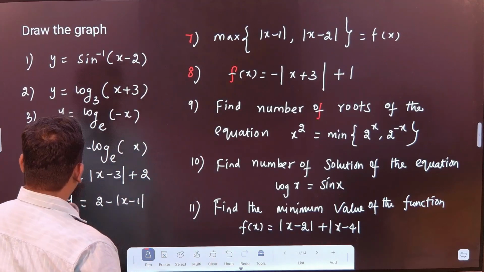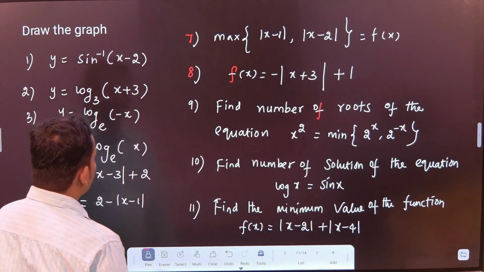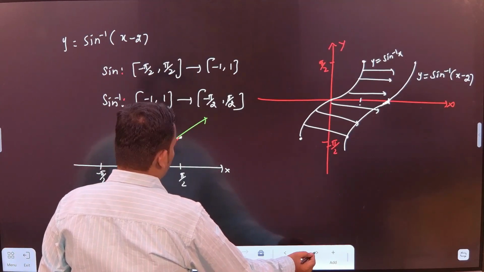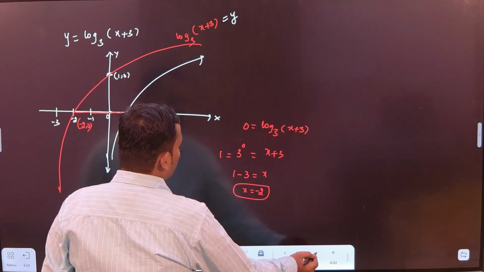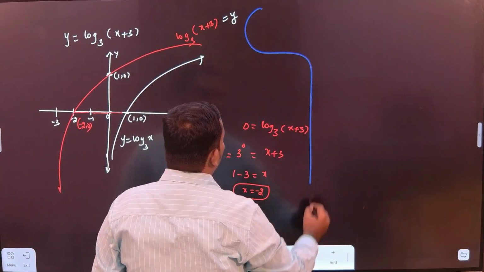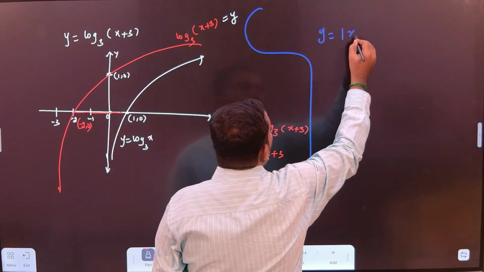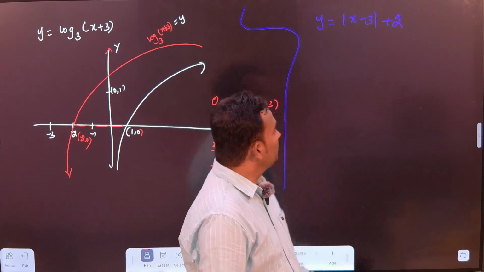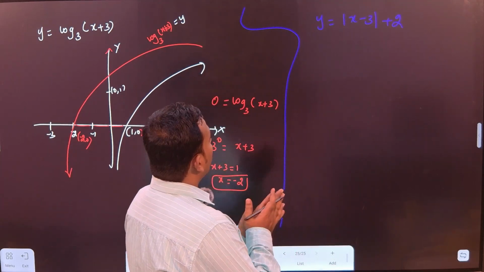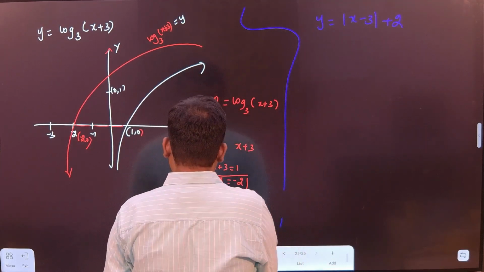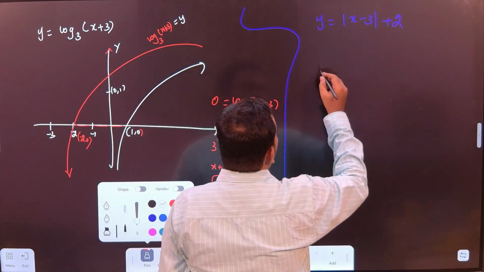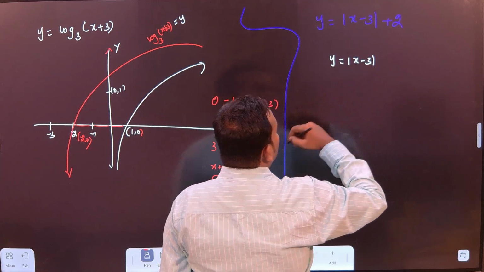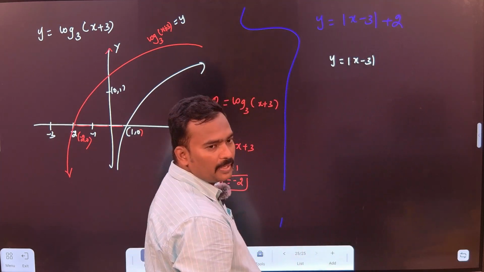You can see y is equal to mod x minus 3 plus 2. Y is equal to mod x minus 3 plus 2 graph. Hello students, we'll continue this problem. The first thing is y is equal to mod x minus 3, and then you have to shift 2 units up, right?